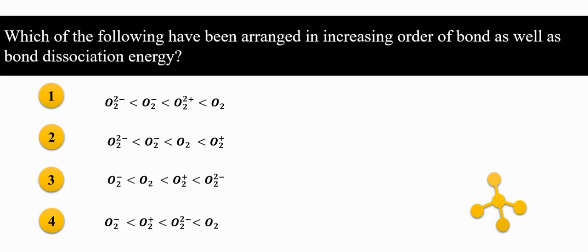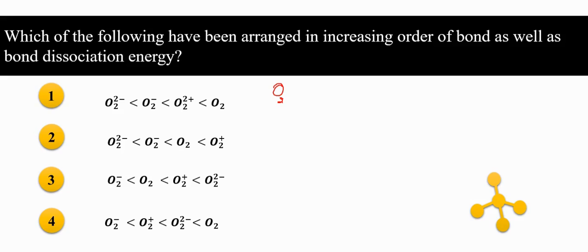We'll move into the next question. Which of the following have been arranged in increasing order of bond order as well as bond dissociation energy? Bond dissociation energy is purely based on molecular orbital theory, students. So we'll discuss the molecular orbital theory of this.